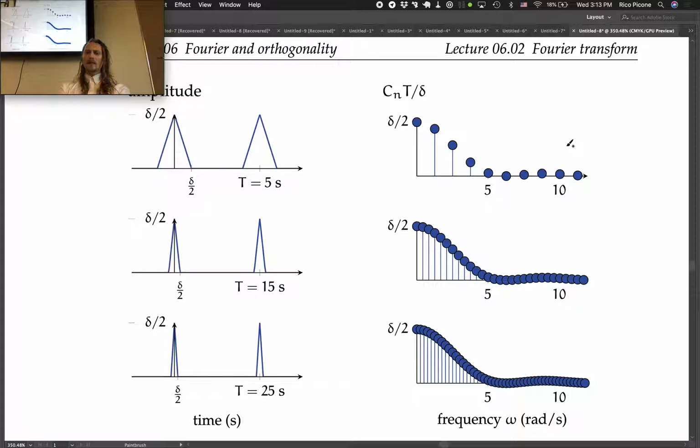But what it looks like is that there's some continuous function that's emerging as you move T out further and further. You're getting greater and greater density in your frequency spectrum, in your line spectrum. So that line spectrum gets denser and denser as you move T out, as you increase your period. And if you go to infinity, it gets infinitely dense. That's kind of the idea.